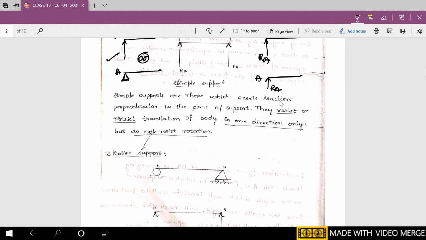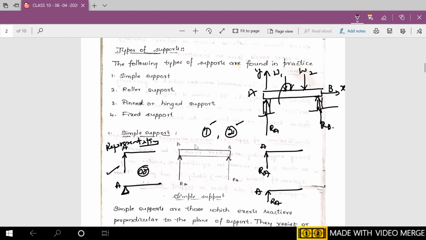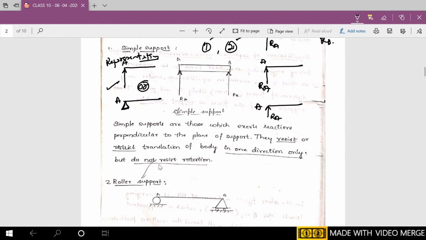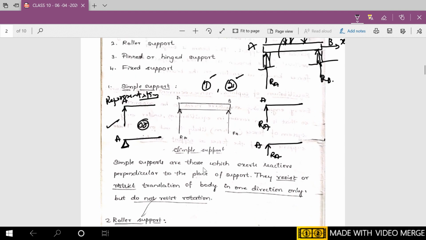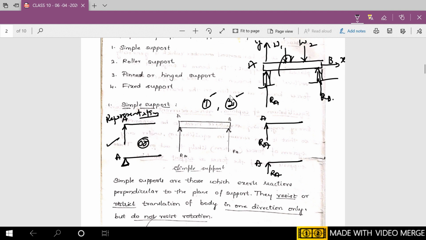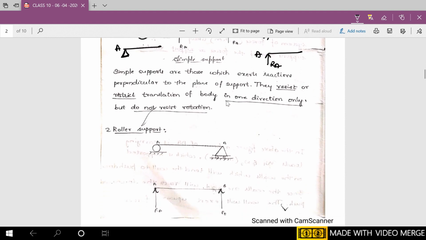Simple supports are those which exert a reaction perpendicular to the plane of support. They resist or restrict translation of the body in one direction. In one direction translation is resisted, but they do not resist rotation, and translation in the other direction as well as rotation is not resisted.